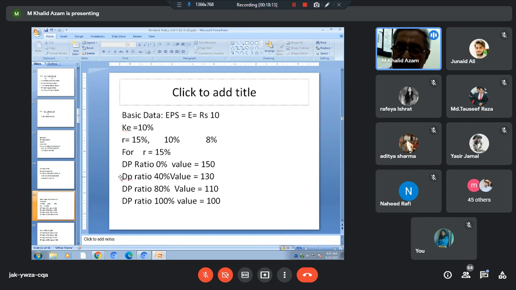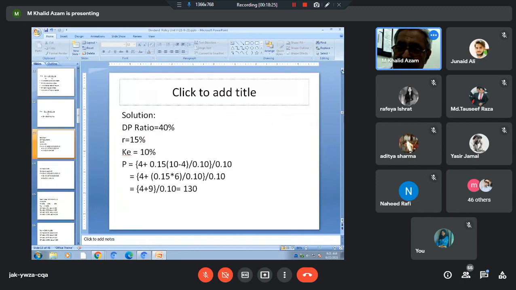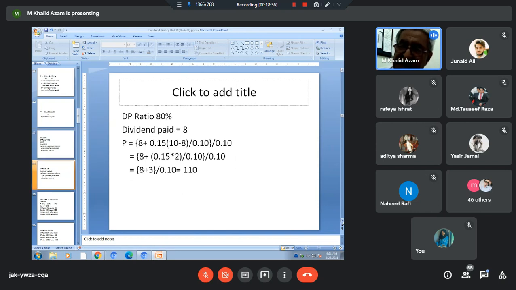So see here, the DP ratio which we have calculated at 40%, the value comes to rupees 130, which we have already calculated. The calculation will go like this. So the value comes to 130 rupees. Okay. I am calculating for the other percentage.